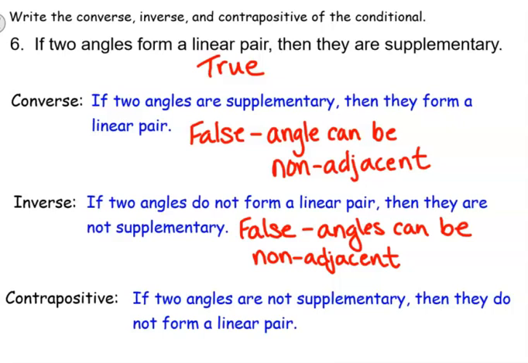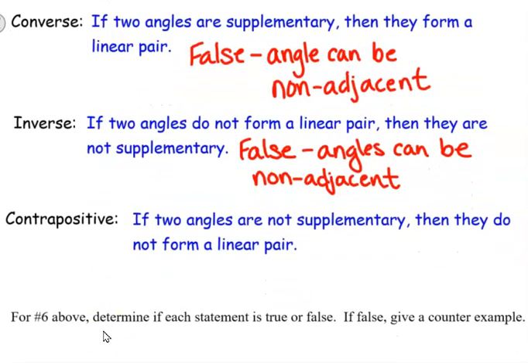The last one then, if two angles are not supplementary, then they do not form a linear pair. So what this is saying is those angles are absolutely not adding to 180 degrees. Well, guess what? If they do not add to 180, they do not make a linear pair. That makes it true. I will be honest, it is not uncommon for the original and the contrapositive to have matching trues or falses, and for converse and inverse to have matching trues or falses. So it does sort of pair off in that way quite normally.